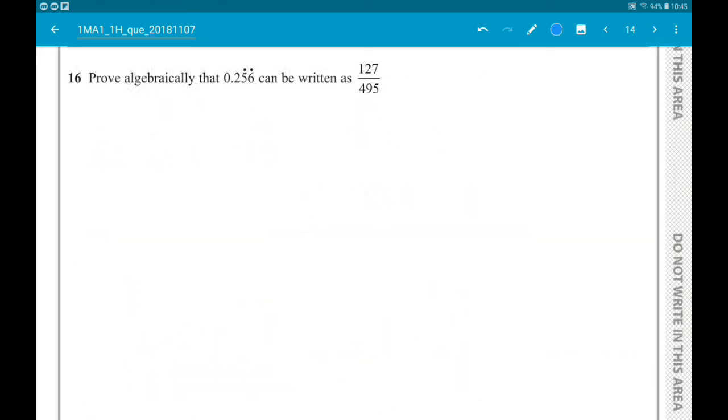Number 16 wants us to prove algebraically that 0.256 recurring can be written as 127 over 495. So I do have videos on recurring decimals to fractions down below. Okay, so we start off by setting a letter. So I'm going to use x equal to the decimal, so 0.256 recurring.